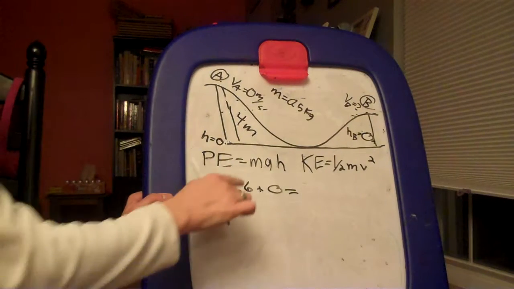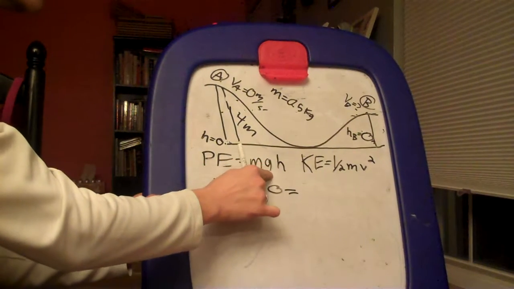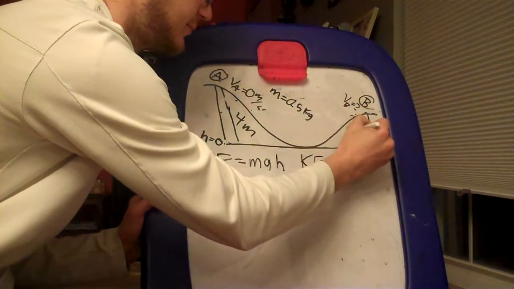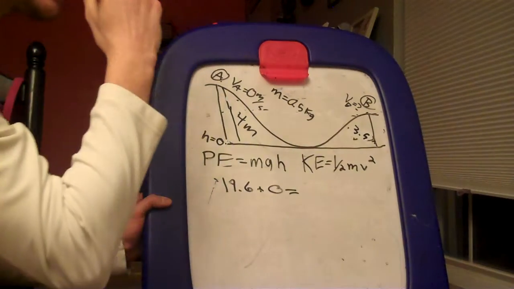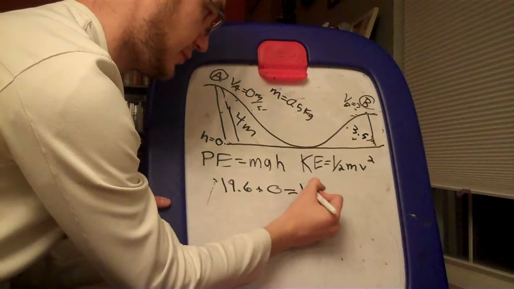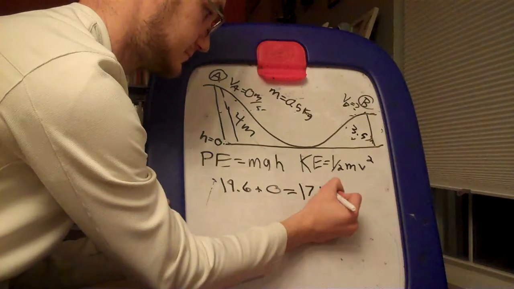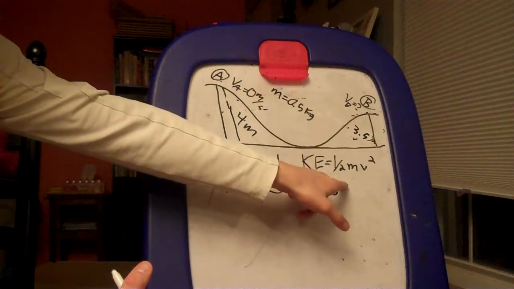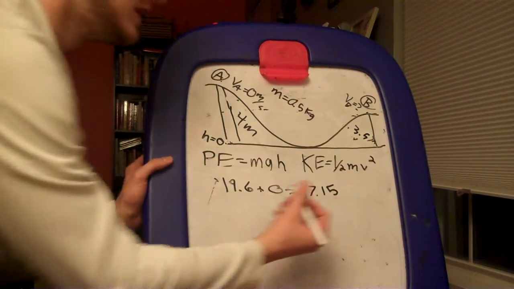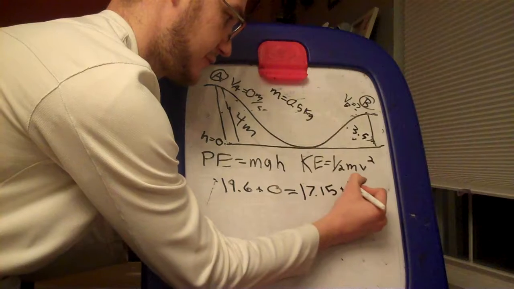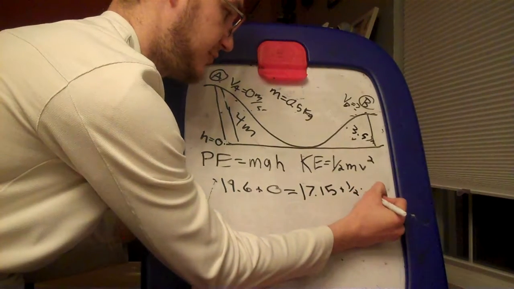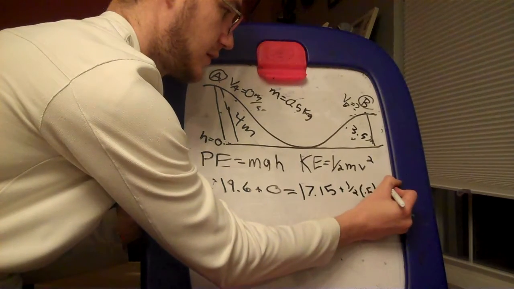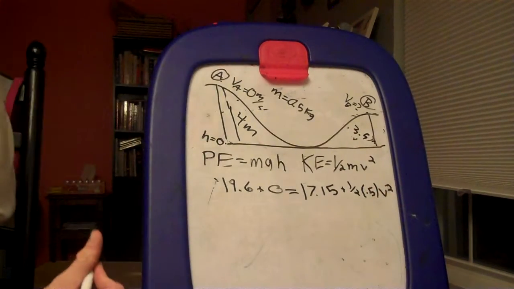Equals the potential at B, so mass 0.5, G 9.8, height is 3.5 meters above the ground. When I do all that, I get 17.15. And then finally I get my kinetic energy, which is 1/2 times the mass, which is 0.5, times v squared.